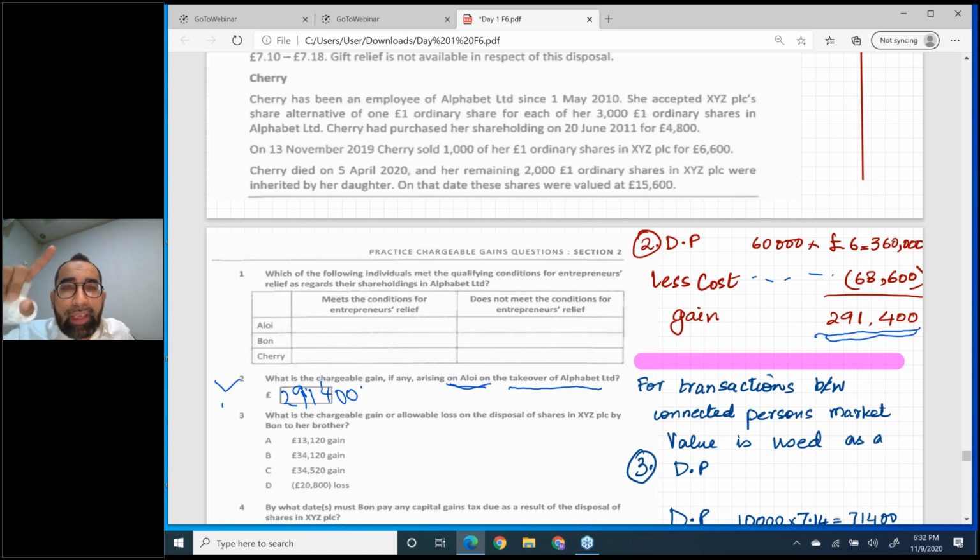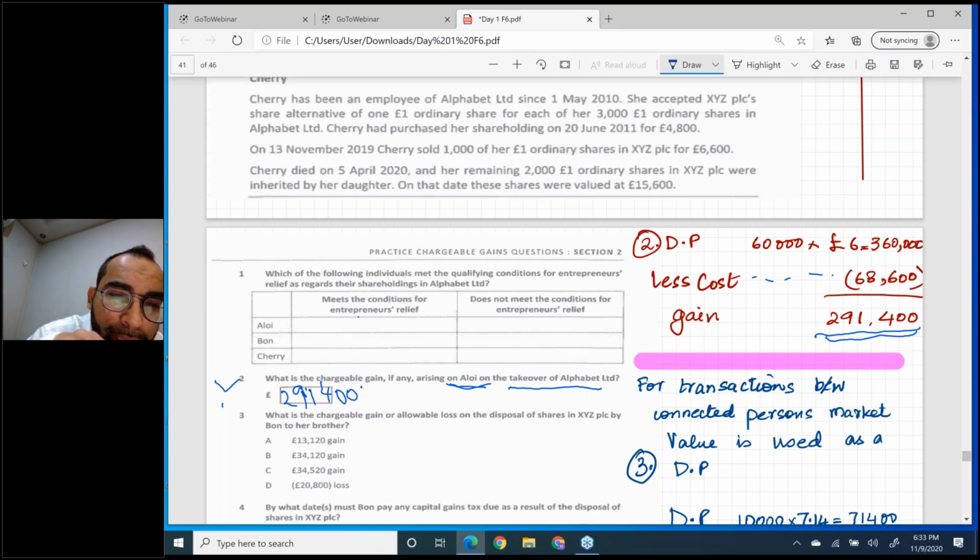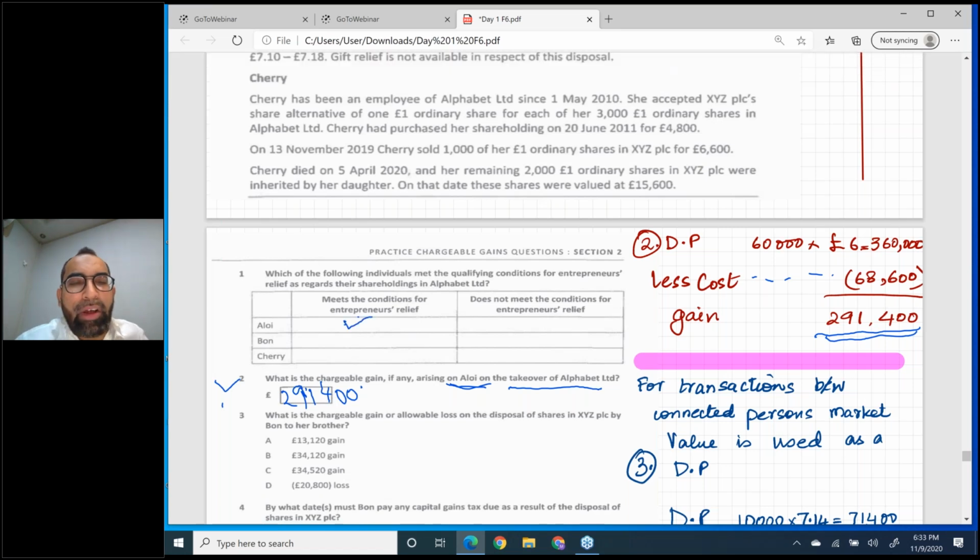Now I just told you in the theory reading that Alloy met all the conditions of entrepreneur relief. Why? The holding period was almost 10 years in this question, and we need 24 months. She was doing a job, she had a holding percentage of 5%, and this is a trading company as well. So all conditions are met. In question number 1, which of the following individuals met the qualifying condition for entrepreneur relief? For Alloy, the answer is yes. Okay, be active. You have to clear the paper.